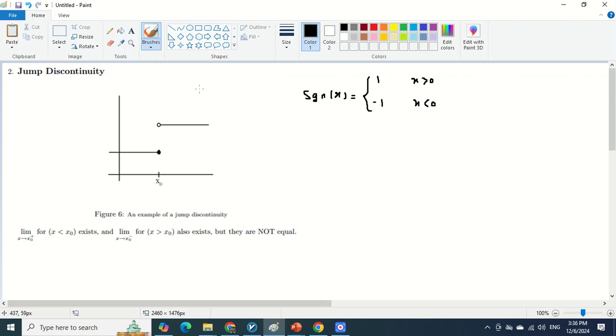If we consider the graph of this function in this two-dimensional space, you can see that for the positive values, the value of the function is 1. So we have this value at the positive side, and at the negative side we have -1, and at the point 0, as you can see, it's open, meaning we have open circles at 1 and -1 as well.